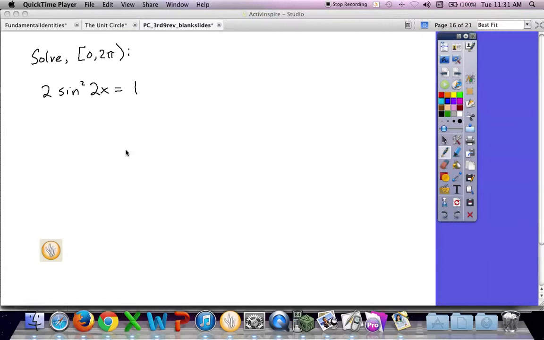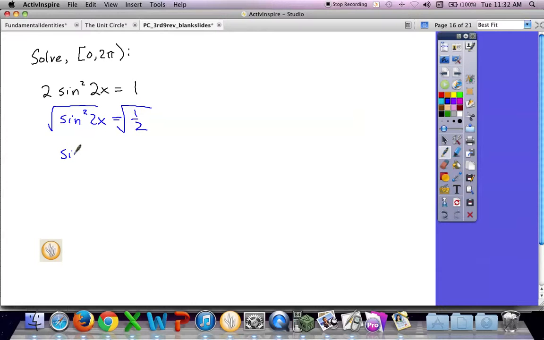Right, solve 0 to 2 pi. Always the first thing in mind is to isolate the trig function, so I have to divide by 2. Right, so I've isolated sine squared. I need this to be sine, so I take the square root of both sides.